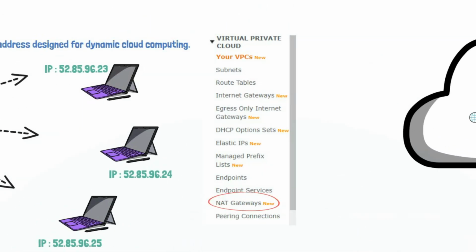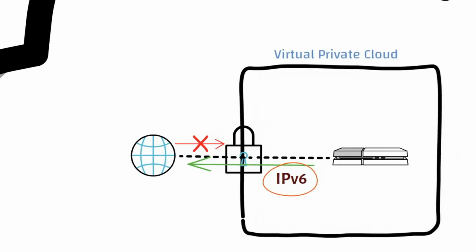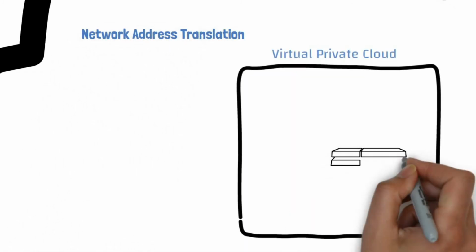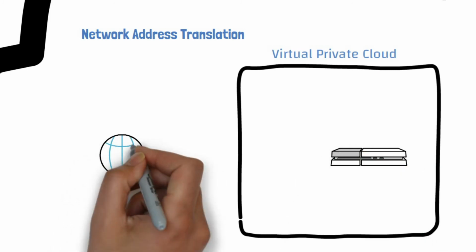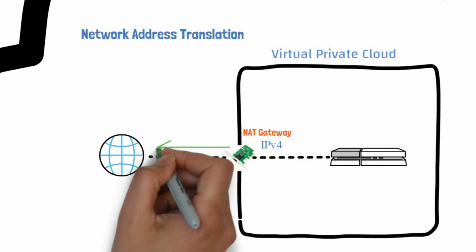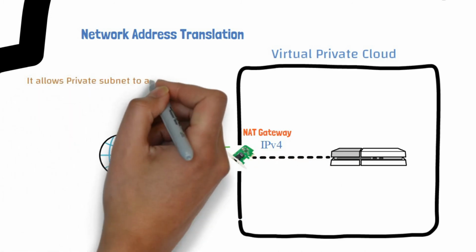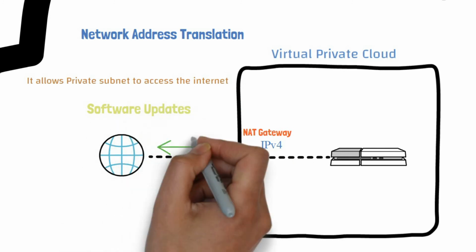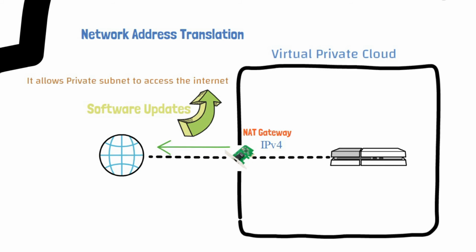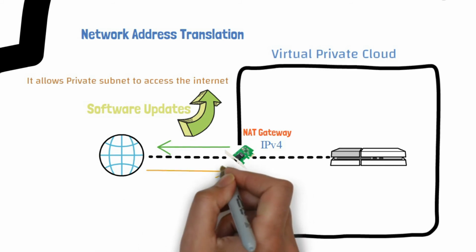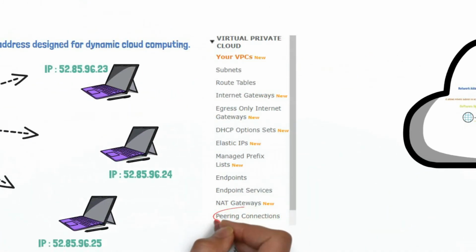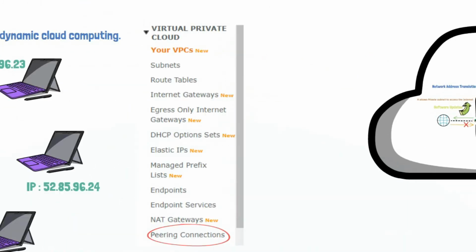Then comes the NAT gateways. NAT stands for Network Address Translation. NAT does the same work like Internet Gateway, which means it allows your resources to access the Internet, but it has two different advantages. One is, it allows private subnet to access the Internet. For example, for software updates. And second is, it allows only one-way connection, which means Internet at large cannot access your private resources unless you explicitly allow it. And at last, we have peering connection.